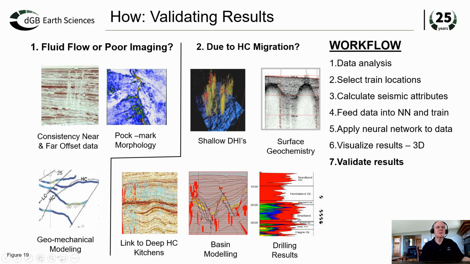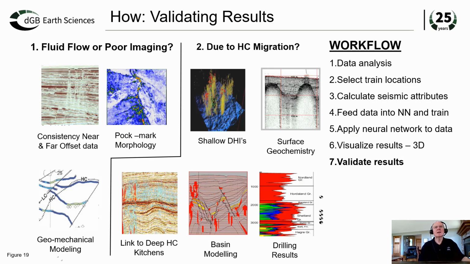First of all, is there consistency between the near and far offset data to eliminate the possibility of seismic artifacts. The other thing we look at is the pockmarked morphology on time slices or horizon slices. If the discontinuity is related just to poor imaging, we would see a more random distribution of discontinuities. The other thing we can look at is geomechanical modeling and see if the preferential chimney direction is related to shear or critically stressed faulting.